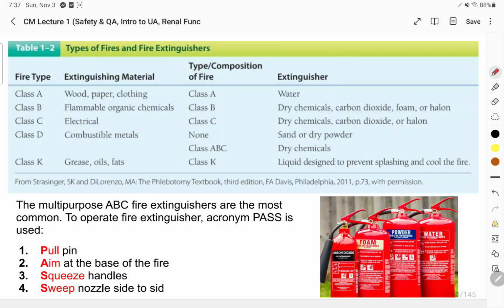What about Class B? Class B fire is caused by flammable organic chemicals. So this is caused by chemicals, organic chemicals. So what do we use to extinguish it? Dry chemicals, carbon dioxide, foam, or halon. Class C is electrical. To extinguish electrical fires, we use dry chemicals, carbon dioxide, or halon extinguisher.